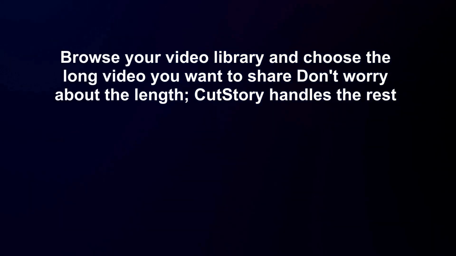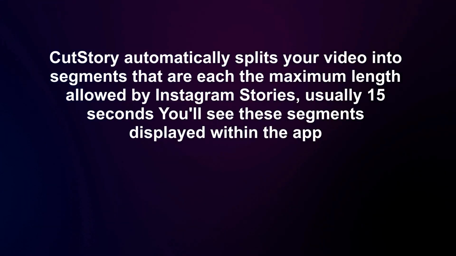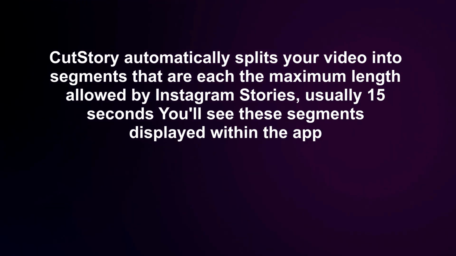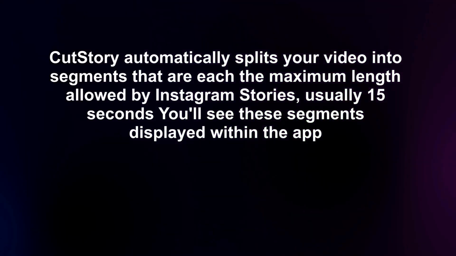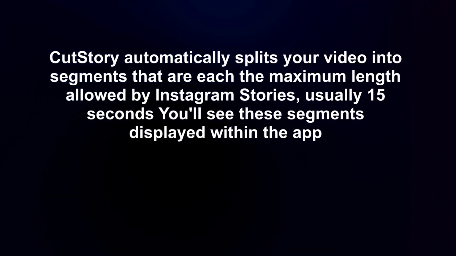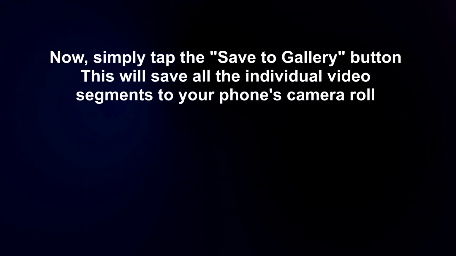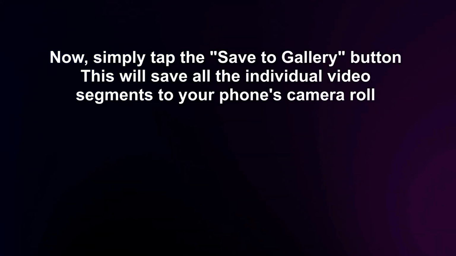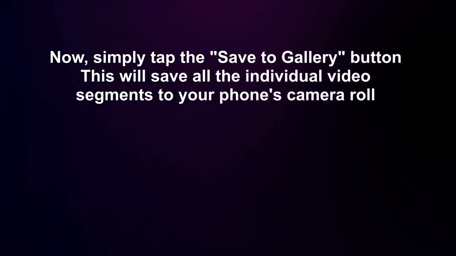CutStory handles the rest. CutStory automatically splits your video into segments that are each the maximum length allowed by Instagram stories. Usually 15 seconds. You'll see these segments displayed within the app. Now, simply tap the Save to Gallery button. This will save all the individual video segments to your phone's camera roll.